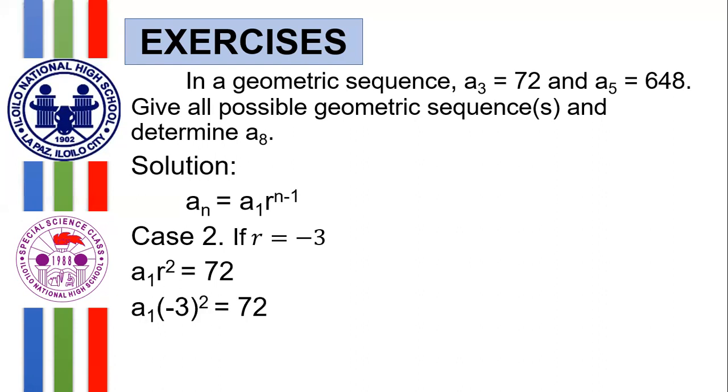Now, since r is negative 3, you have a sub 1 times negative 3, quantity squared, equals 72. You square negative 3, it will give you 9, right? So still 9a sub 1 equals 72. Dividing both sides by 9, you get the first term as 8. And if you could have noticed, either in case 1 or in case 2, for this case only, you notice that the first term is 8, regardless if r is positive or negative.